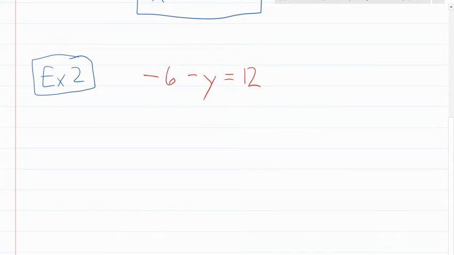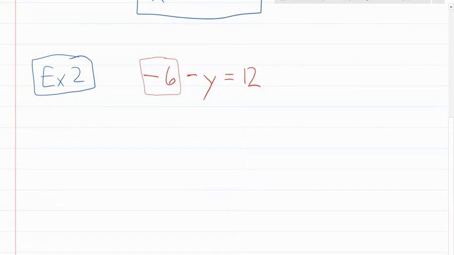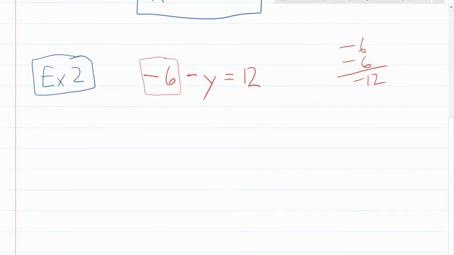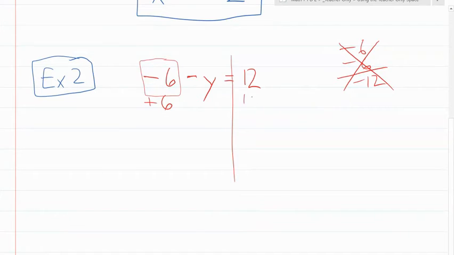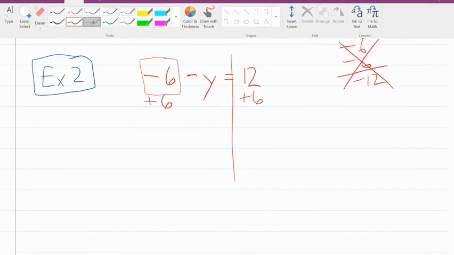So two things that people make mistakes on. First is we need to get rid of the numbers even though the variable comes second. Even though the number comes first, that's what I need to get rid of. And how am I going to get rid of a negative 6? If you subtract 6, negative 6 minus 6 would equal negative 12. That's not what we want. We're going to have to add 6 to this side, which means we have to add 6 to the other side.